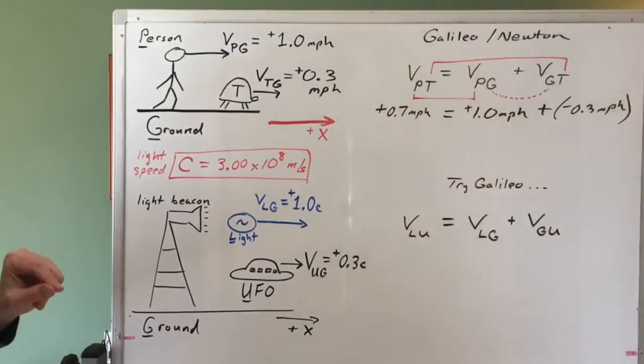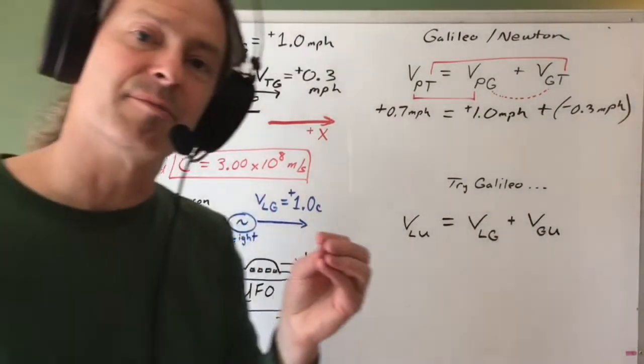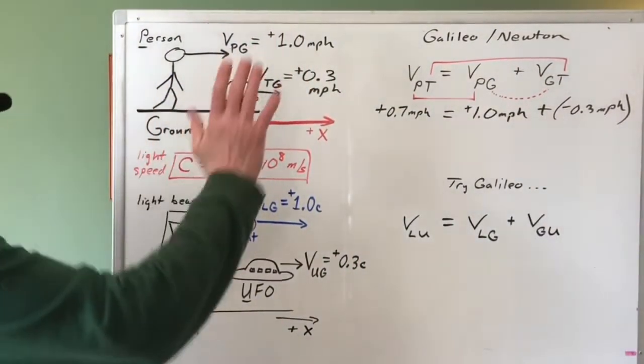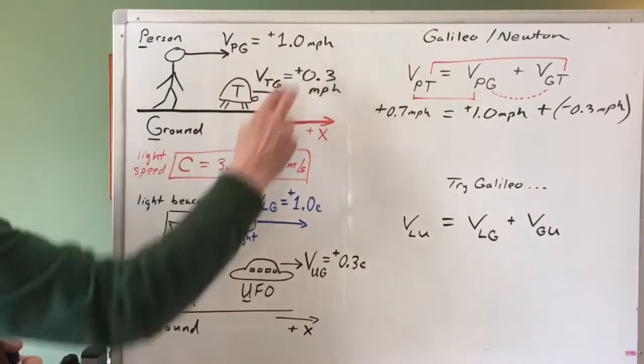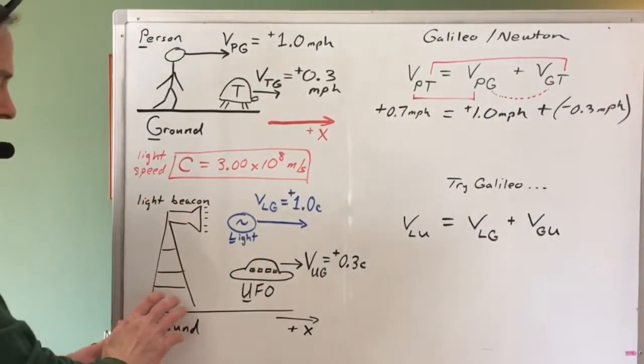I'm going to use c to represent the universal speed of light. That's the symbol that's usually used for it, which turns out to be about 3 times 10 to the 8th meters per second, or 300 million meters per second. Now I'm going to use analogous numbers, but instead of miles per hour, I'm going to use fractions of c.